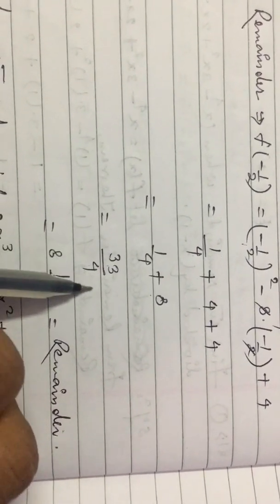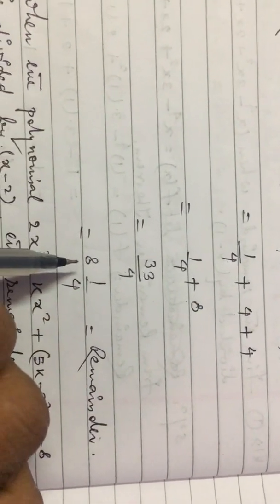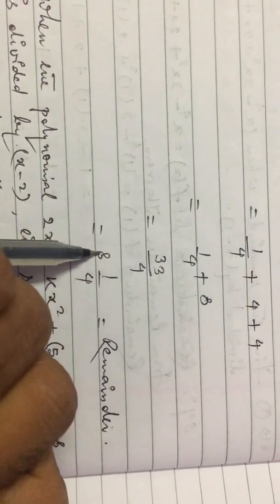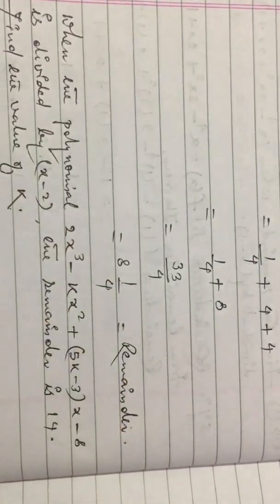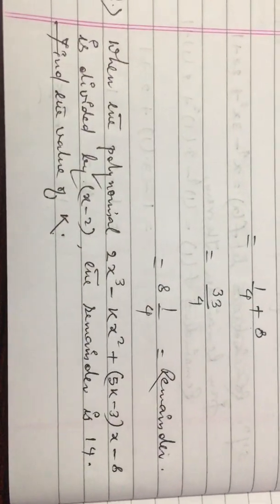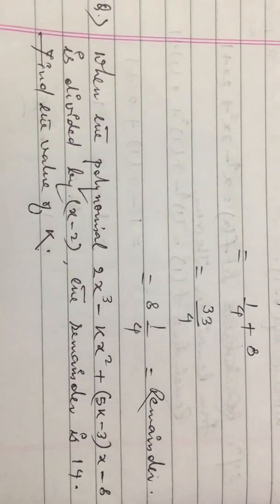And now it is an improper fraction. Write your answer in the mixed fraction form: 4 eights are 32, 1 remaining, so 8 and 1 by 4. This is the remainder. In this way we will find the remainder using the remainder theorem method.